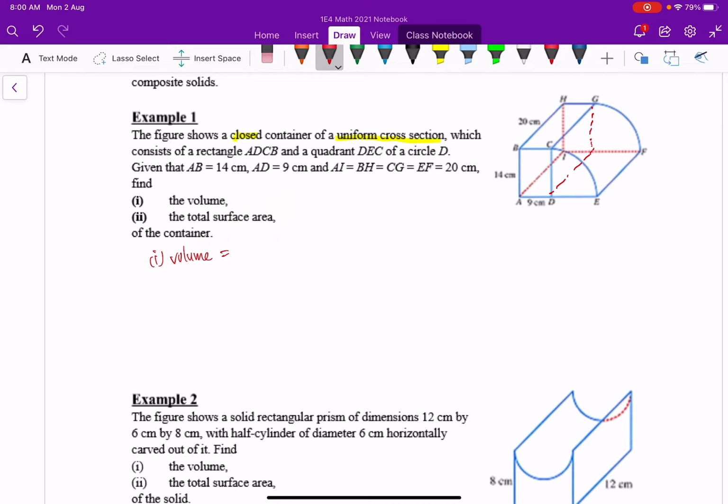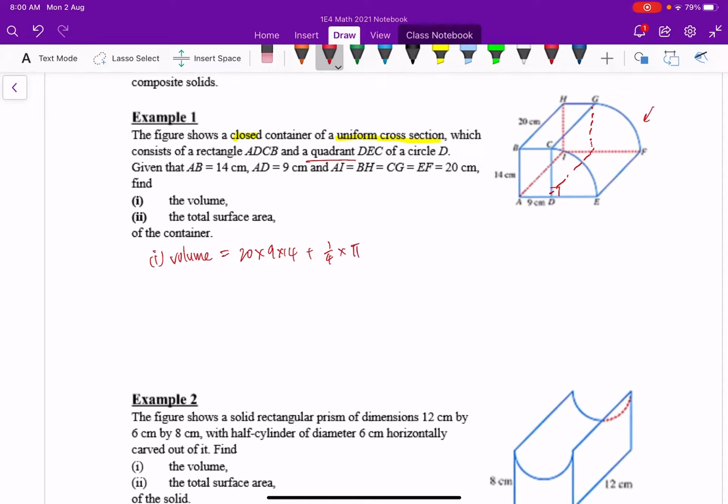a cuboid. To find the volume of a cuboid, I will just have to take 20 times 9 times 14, and then I need to add in this side over here. This is a cylinder, but it's 90 degrees here, right? Because they say it's a quadrant, meaning that it is 1/4. 1/4 of what? Of the full volume of a cylinder.